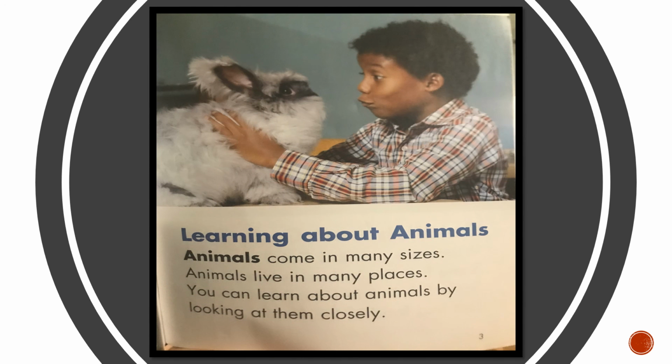Up to page 3, learning about animals. Animals come in many sizes. Animals live in many places. You can learn about animals by looking at them closely. And remember, when we're looking at those animals and their structures and behavior, we're using our sense of sight. You're also using your sense of hearing to listen and learn about those animals.